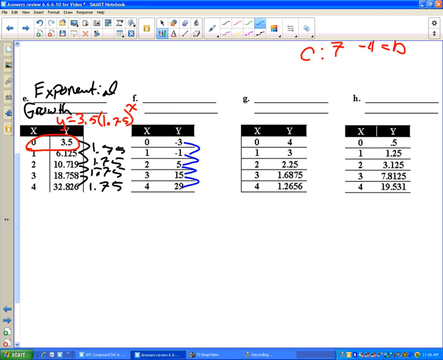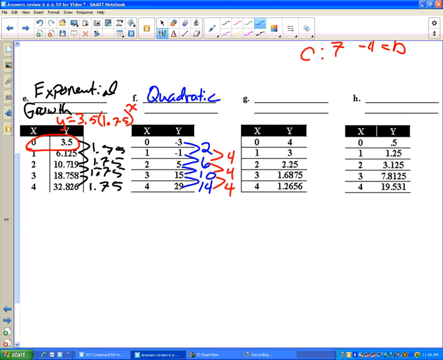-1 minus a -3 is 2. 5 minus a -1 is 6. 15 minus 5 is 10. 29 minus 15 is 14. Let's continue with my differences. 6 minus 2 is 4. 10 minus 6 is 4. 14 minus 10 is 4. So this has to be quadratic.